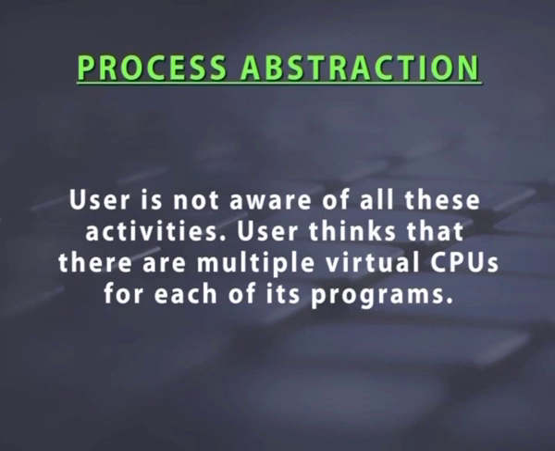The user is not aware of all these activities. The user thinks that there are multiple virtual CPUs for each of their programs. The process of implementing user programs by converting them into processes and interleaved execution of multiple concurrent processes is called process abstraction. Process is a key operating system abstraction that users see.